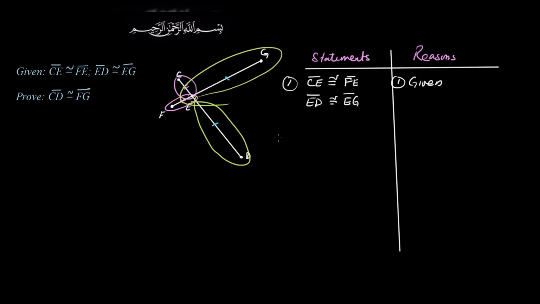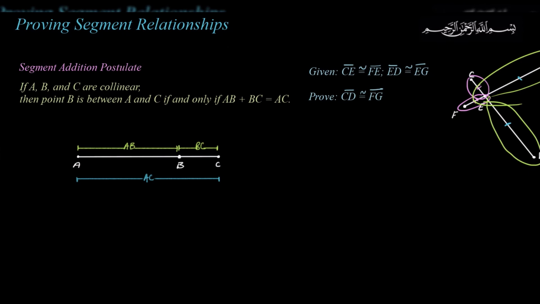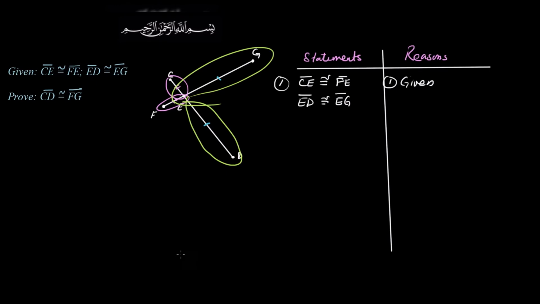Now, how do we know how to go about this proof? The idea is that the diagram and the given information should trigger some memory of postulates and theorems that we can use to prove this. Here you see two baby segments, and we're trying to prove that the big segment is congruent. Which postulate says that two baby segments, when added, give one big segment? That was the segment addition postulate. So we can perhaps use the segment addition postulate to prove this. That's our approach.